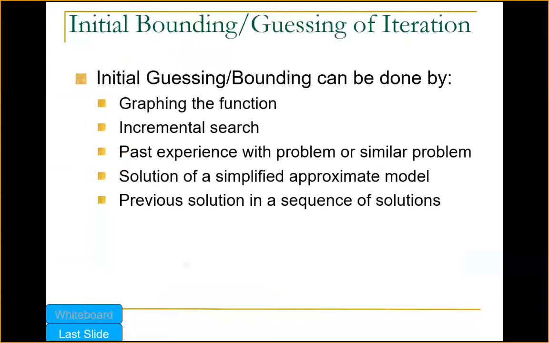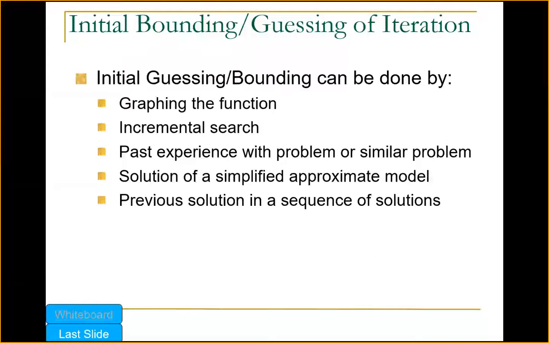Alright? One more thing. Oh yeah, we talked about different ways you bound something. How do you choose to bound? You can bound by having a crude understanding of the system. That's generally how you bound something or do an initial guess. You should have a crude understanding of what you're trying to solve, so you could have an idea of about where your answer should be.